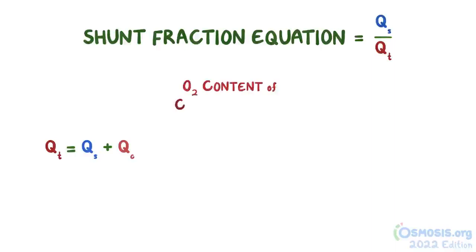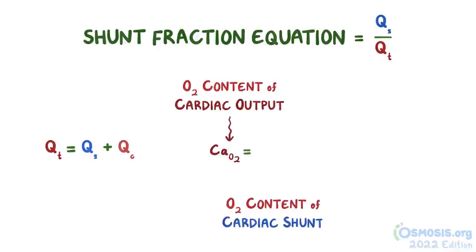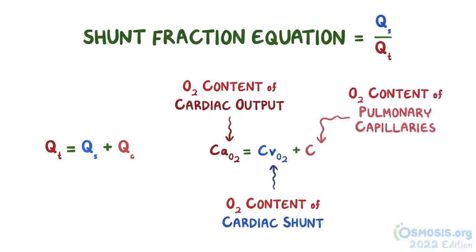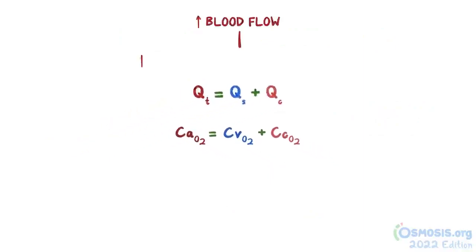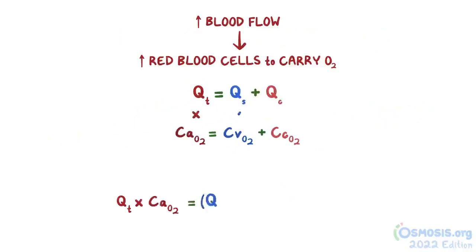Similarly, the oxygen content in the cardiac output, which is the arterial blood, or CaO2, is equal to the oxygen content of the blood flowing through the shunt. And remember that it's venous blood that's diverted through the shunt, or CVO2, plus the oxygen content of the blood flowing through the pulmonary capillaries, or CCO2. Now, the more blood flow, the more red blood cells there are to carry oxygen. So oxygen content is affected by blood flow, and we can multiply QT by CaO2, QS by CVO2, and QC by CCO2.